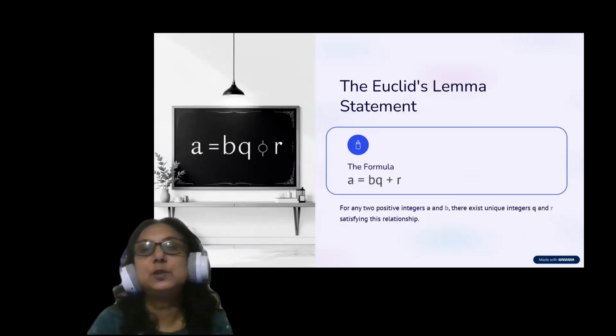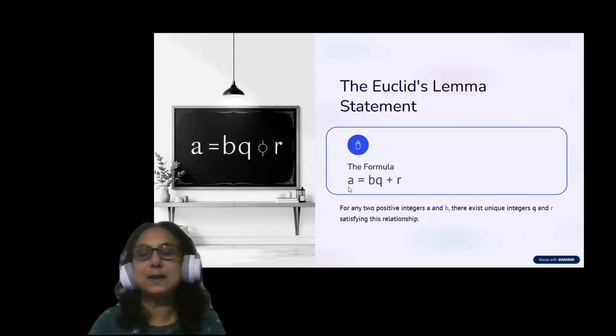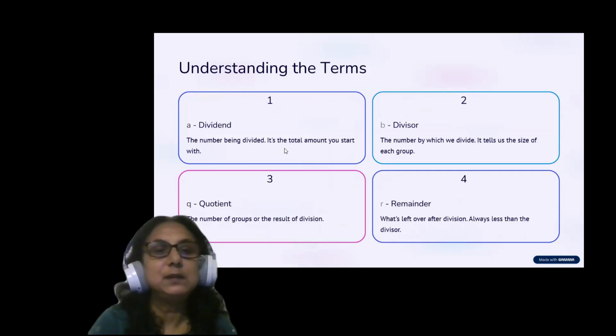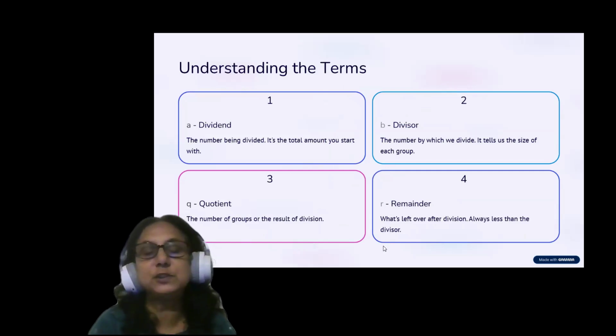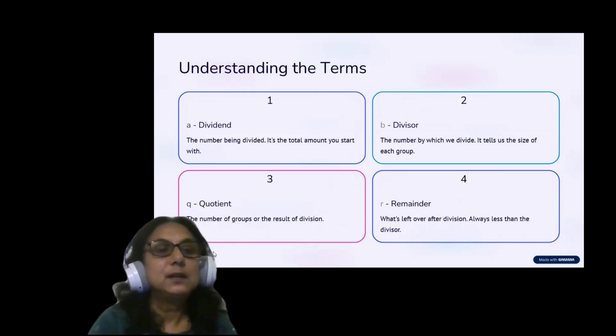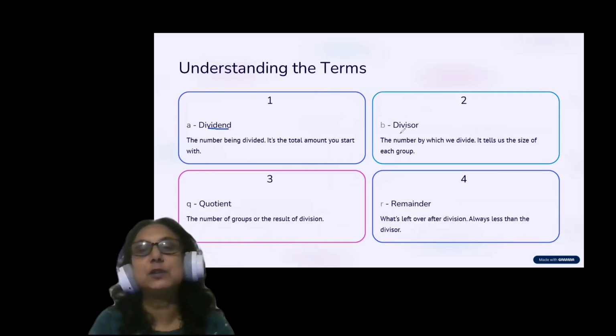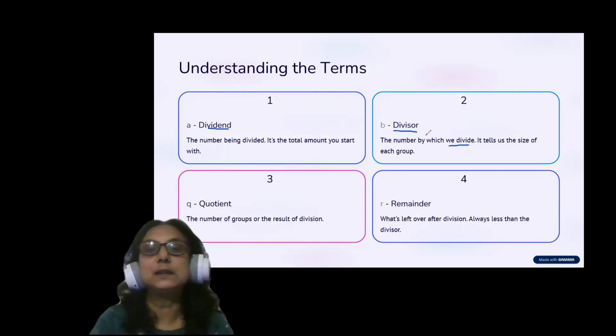The Euclid's lemma statement, the formula, is A equals BQ plus R. So what is A? A is the dividend, the number which is divided. And B is the divisor, the number by which we divide.